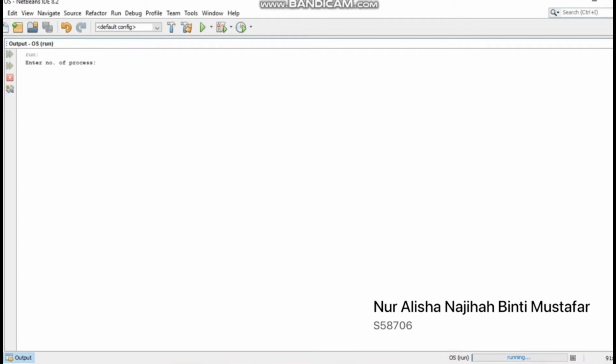In this example, I will put 3 inputs into the system. So you need to enter 3 for the number of processes. For the first process, you can put the arrival time. Let's say the arrival time is 0 and the burst time is 4.